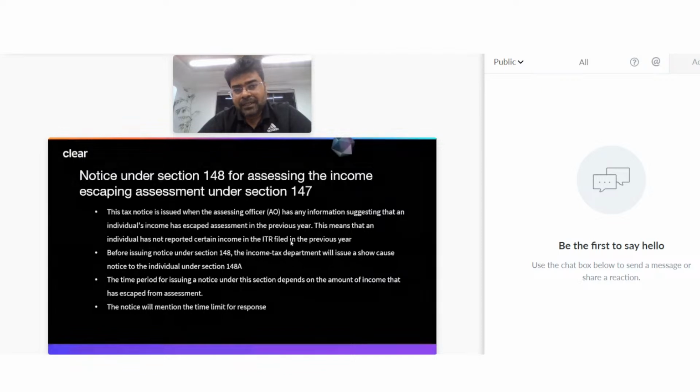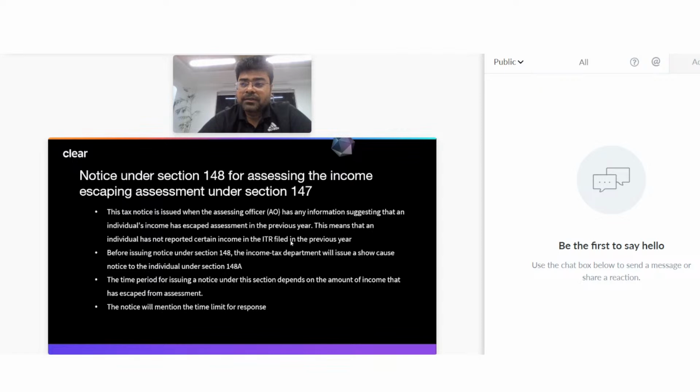For example, there may be a case wherein an assessee, a person, has claimed a fictitious deduction in his income tax return, right? Maybe that person has no home loan. However, that person has claimed a home loan in his income tax return. Maybe that person has no deductions under section 80C, but they have claimed a deduction under section 80C, right? So all these exemption and deduction claims are basically a way of escaping the income, escaping the assessment, right? So if this information comes to the notice of the assessing officer, then they will definitely start income escaping assessment, right?